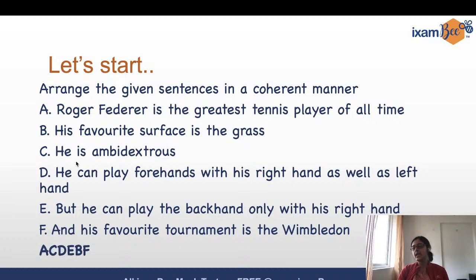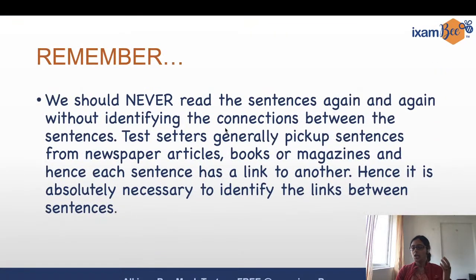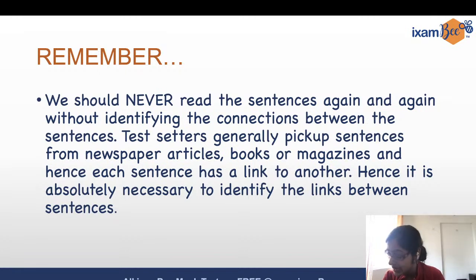See? ACDEBF. That's the right answer, okay? So the first thing that we need to remember when we are working with Parajumbled is to establish a link, find out the bigger picture. You should never read the sentence again and again without identifying the connections. If you read sentences without identifying the connections, you're basically wasting your time. From the beginning, your effort should be to only connect. You need to find out the connection, right?